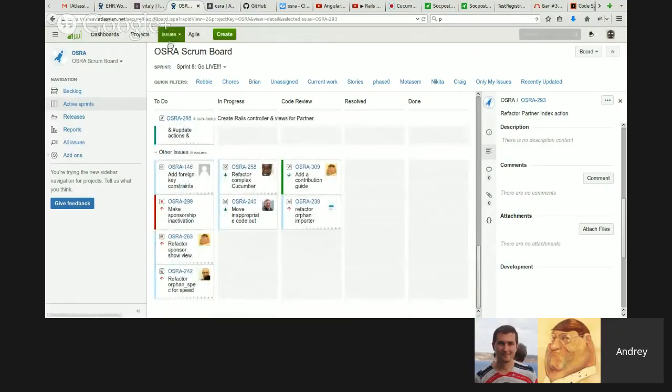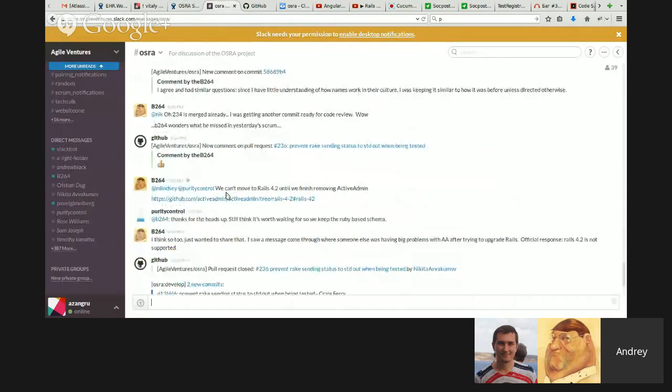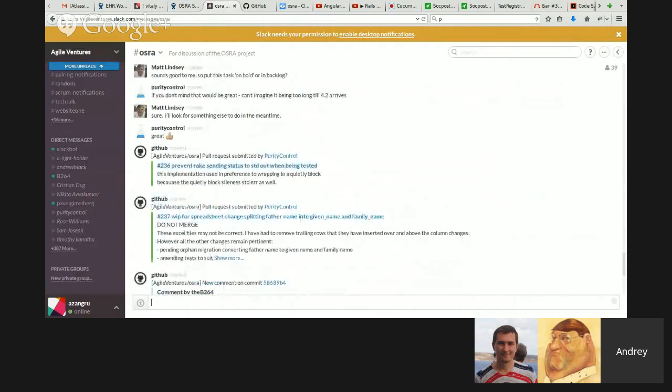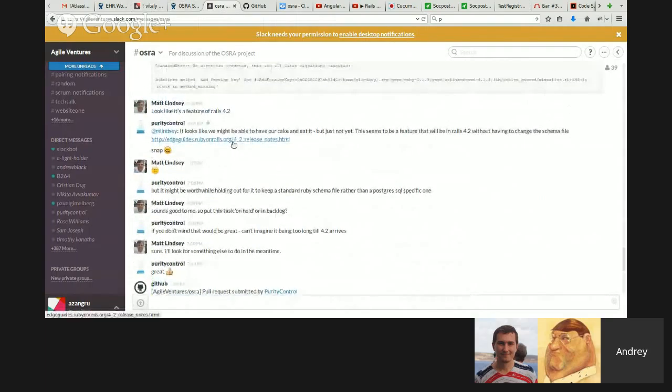I saw some exchange of messages on Slack regarding the foreign key constraints with Matt. Yeah, I can sum that up. They basically said that Rails 4.2 natively supports that in Ruby, so you don't have to deal with Postgres. And so they were thinking it would be better to wait for Rails 4.2 when it could be supported in Ruby code, which I think is a good idea.